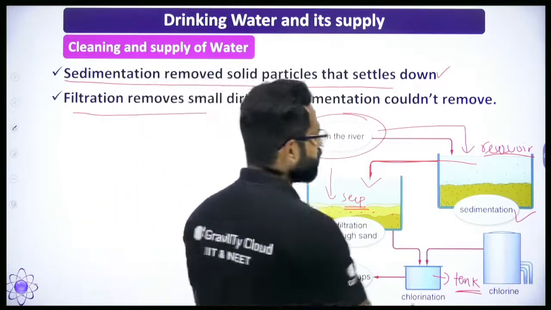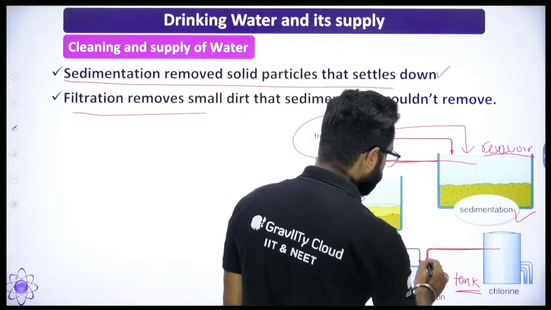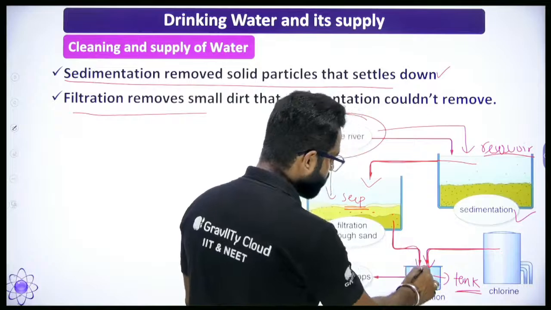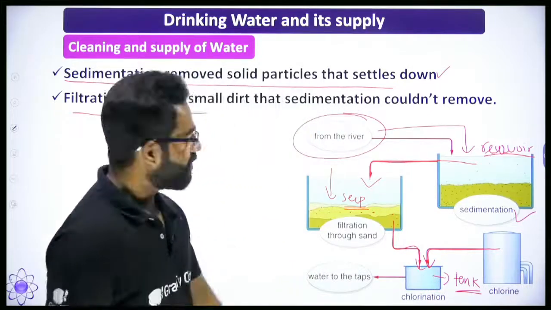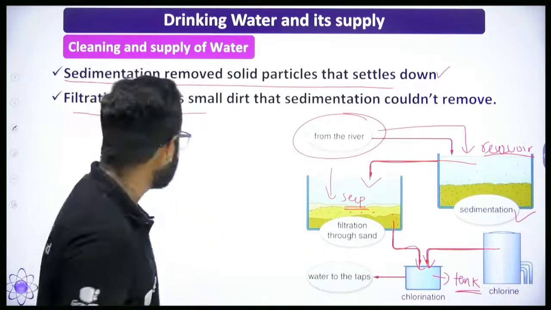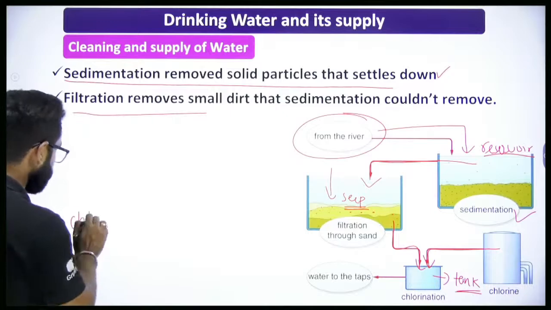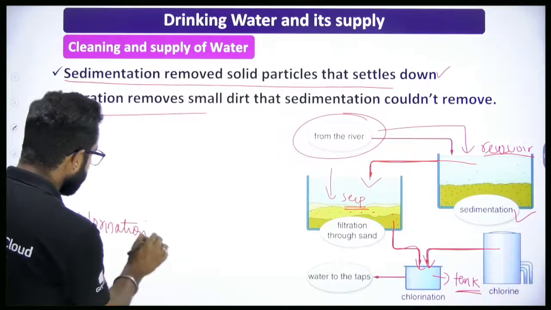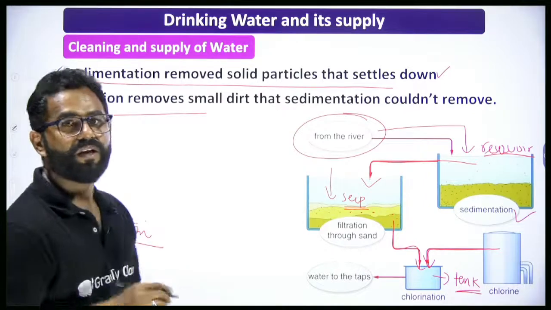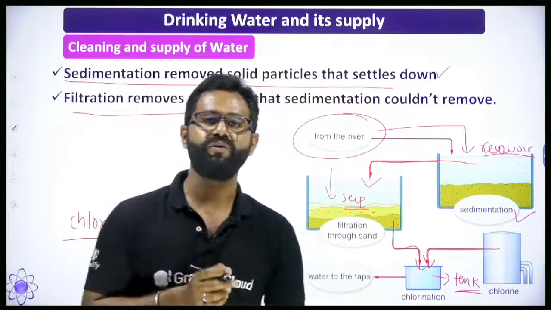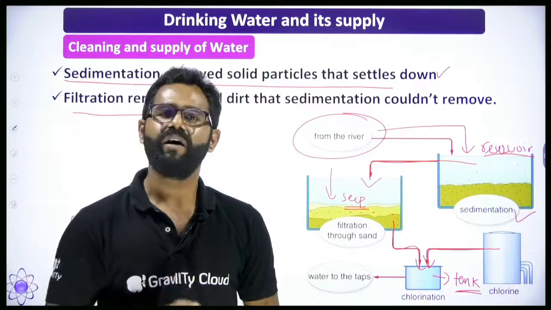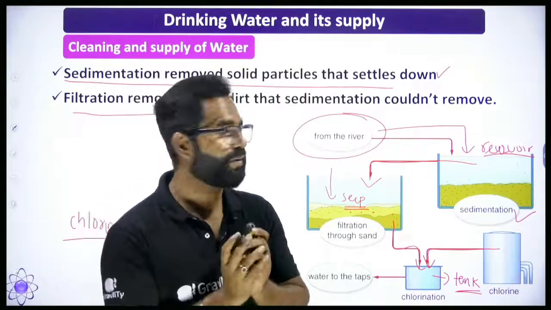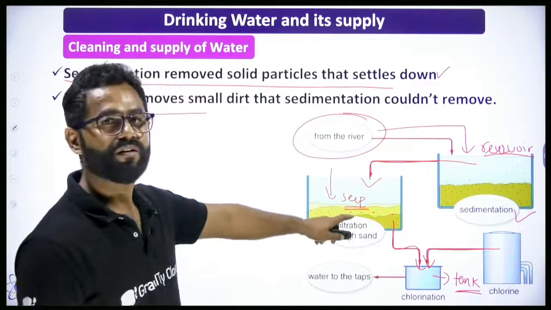We will put some amount of chlorine. We will take some amount of chlorine from here and mix it with the water we are getting from here, and chlorination will take place. Now when I say chlorination, chlorination is a process in which we kill the harmful bacteria, harmful germs, or any kind of harmful particle present in the water, right?